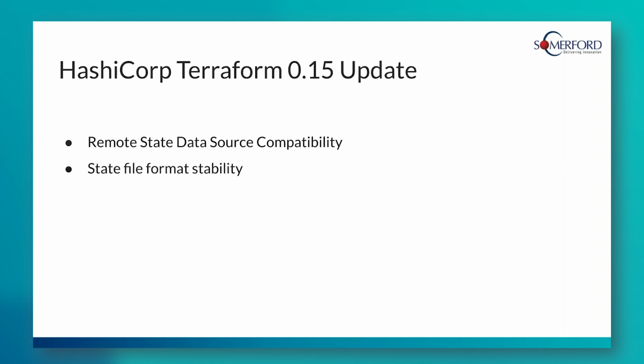You get state file format stability, which provides cross-compatibility between versions, allowing customers to easily move between versions of Terraform. It also provides provider-based sensitivity and sensitive functions, which allow provider developers to protect values from being printed to console. What Terraform will do is redact those values wherever they appear.